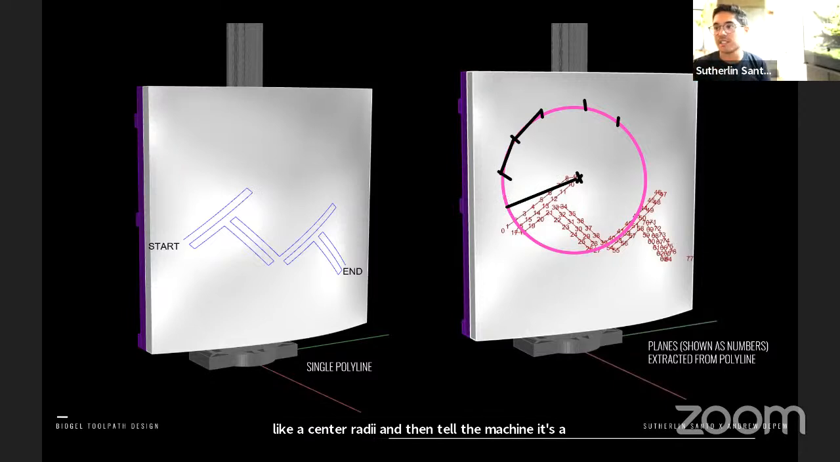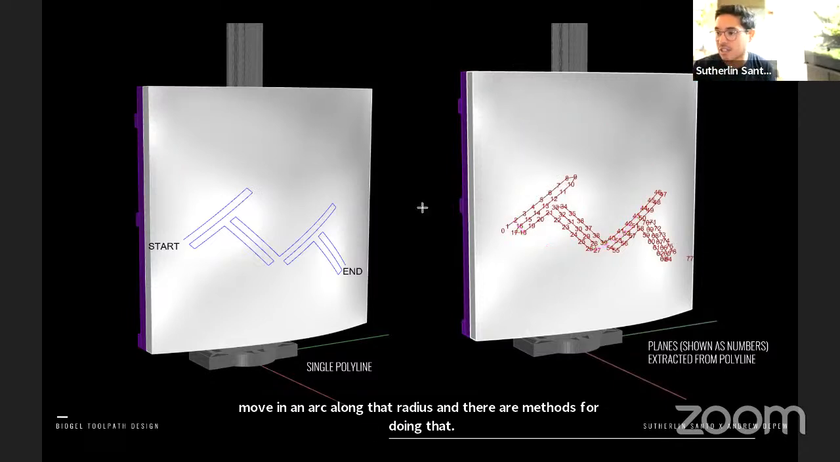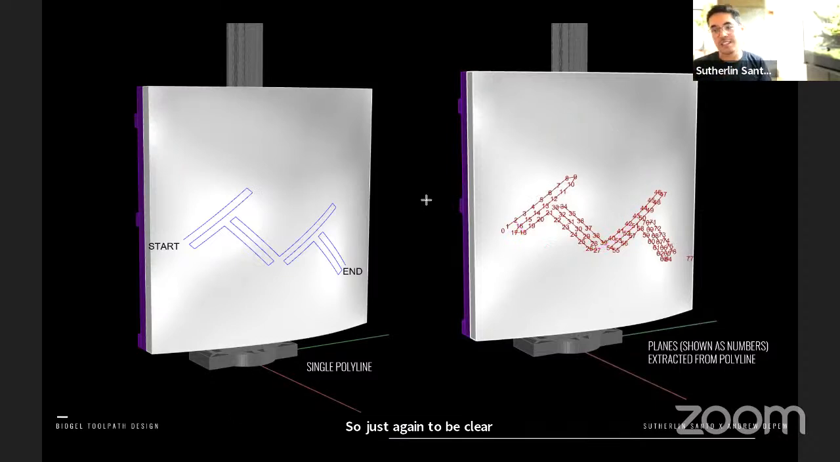So just again, to be clear, we're going to follow one path where we consider that the motion between target points is always in a straight line. That straight line can take place in Z or X and Y.